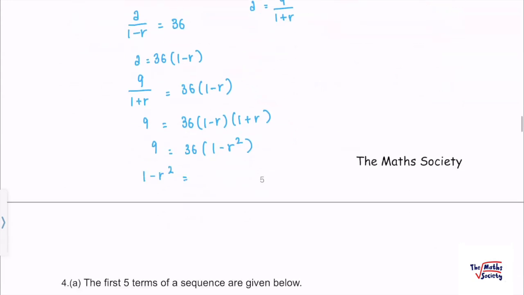So 1 minus r squared equals 9 by 36, which is 1 by 4. So r squared is going to equal 1 minus 1 by 4, which is 3 by 4. So r, if you want to know, you just take the root of 3 by the root of 4, which is just 2, so it's root 3 by 2, and you have your r value here.